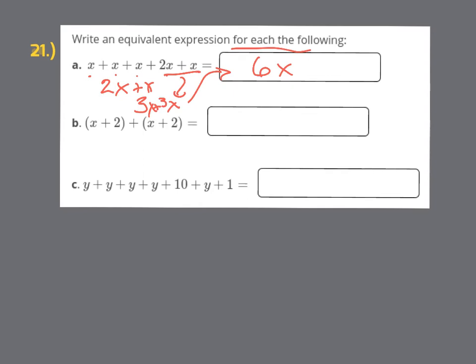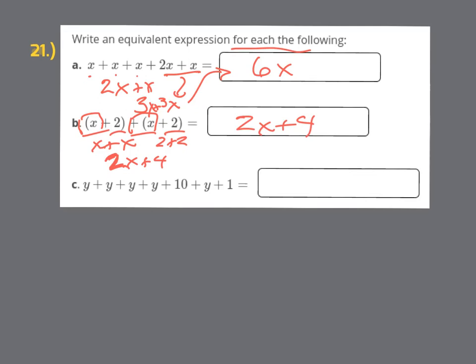X plus 2 plus x plus 2. We just talked about this. We can't put things together that are not the same. So I've got x plus x. Well, that's 2x. Plus 2 plus 2. 2 plus 2 is 4. So this is going to be 2x plus 4.